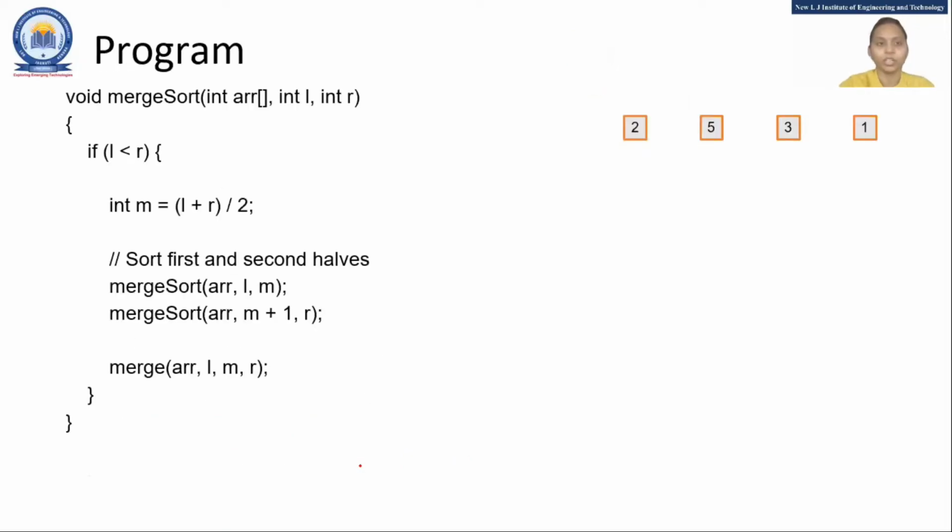Fine. Now look at the program. In the program, you can see we have L and R. L means the left side, R means the right side. Now, what is M? M is the middle element.